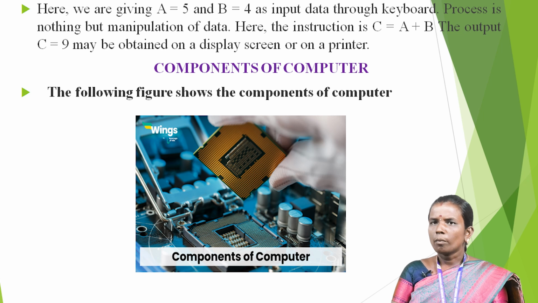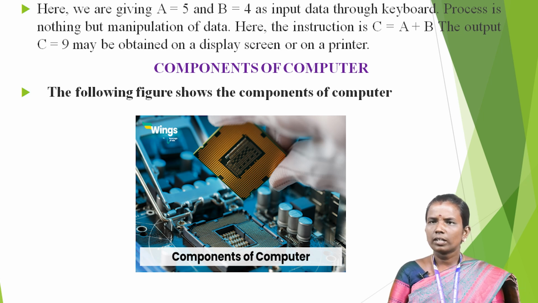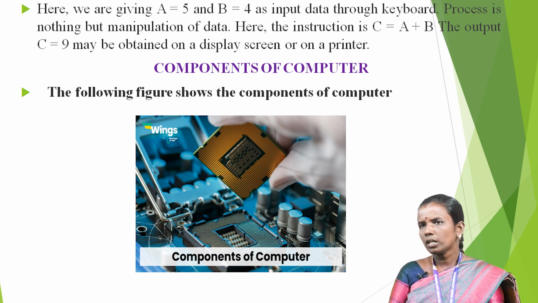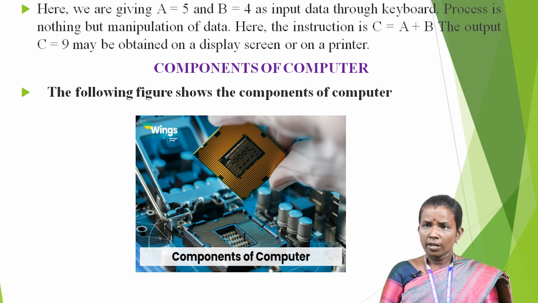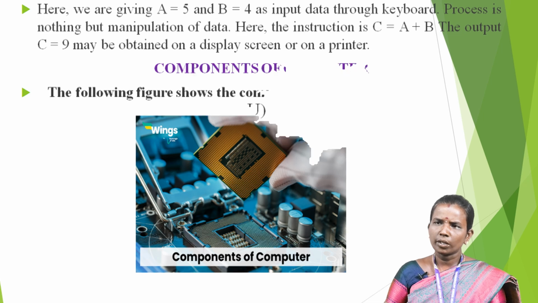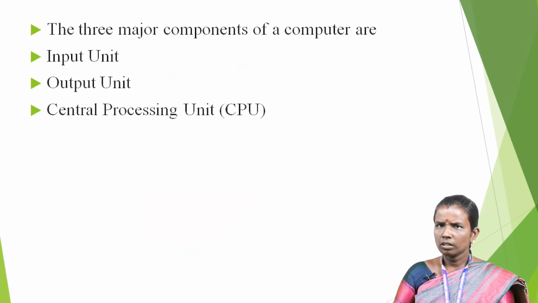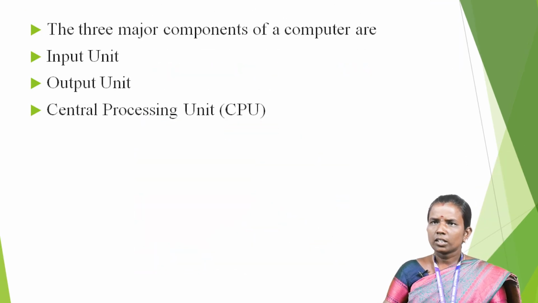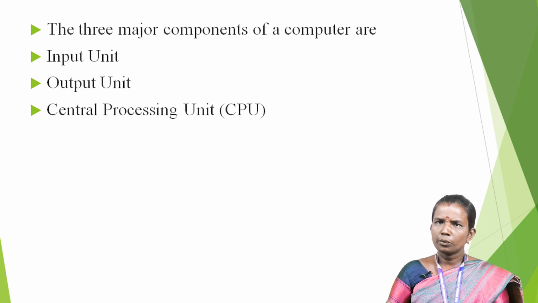The next one is components of a computer. The following figure shows the components of a computer. CPU, that is central processing unit. Input, output. ALU, arithmetic logical unit. CU, control unit, and MMU, main memory unit. There are three major components of a computer: input unit, output unit, and central processing unit.